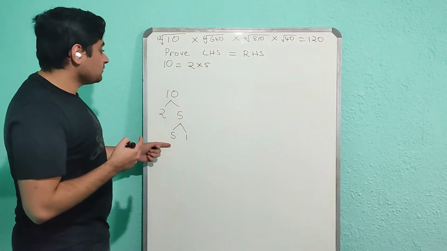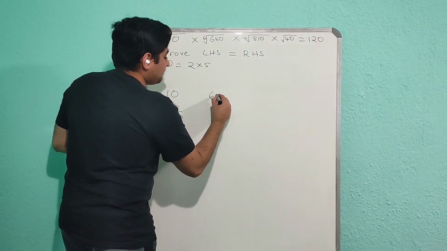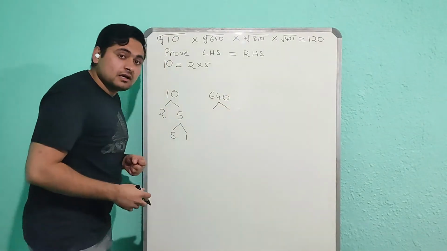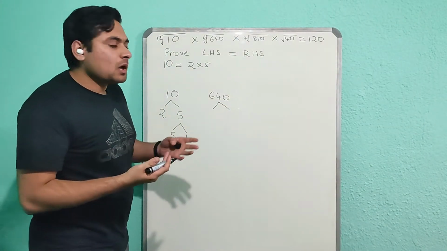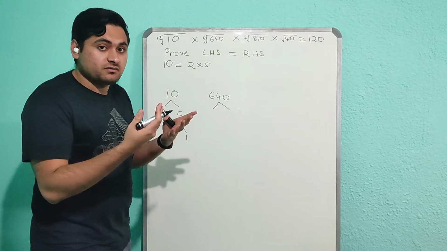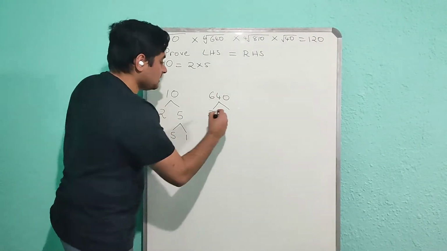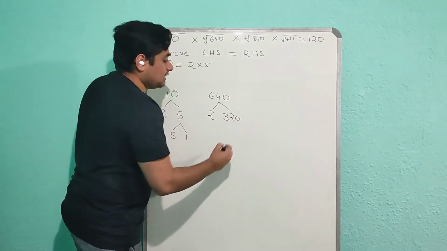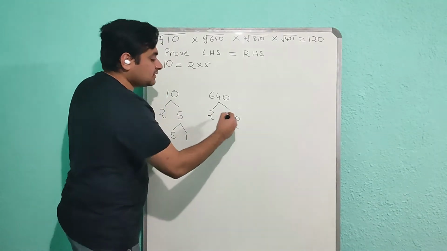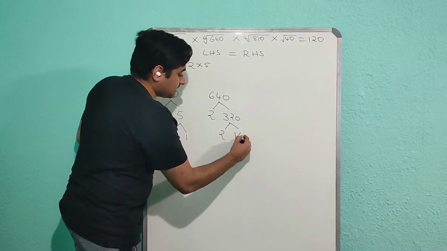Now we need to look for the prime factors of 640. 640 is an even number, so one of our divisors is 2, 4, 6 or 8, but we need the smallest divisor, which is 2. So what is 640 divided by 2? 320. Again, 320 is even, so it is divisible by 2. 320 divided by 2 is 160.